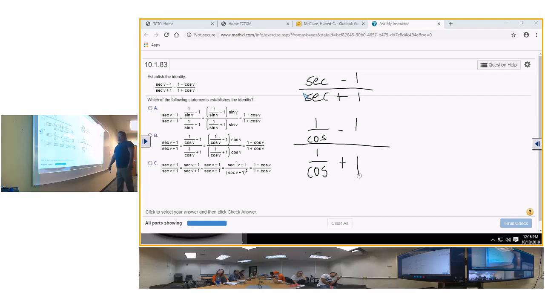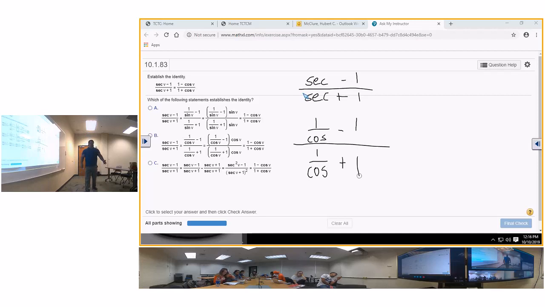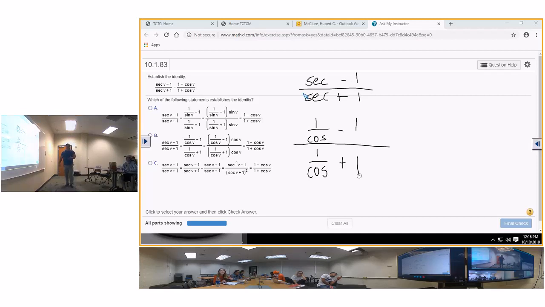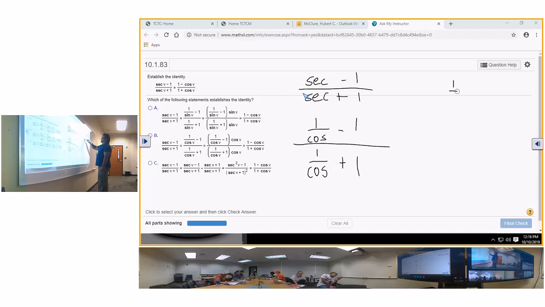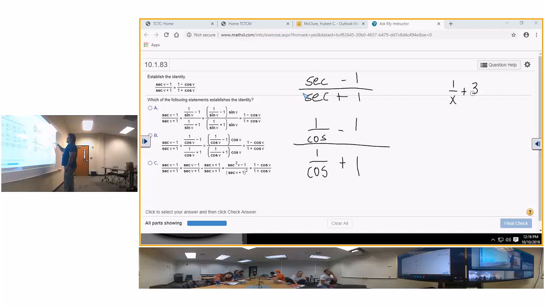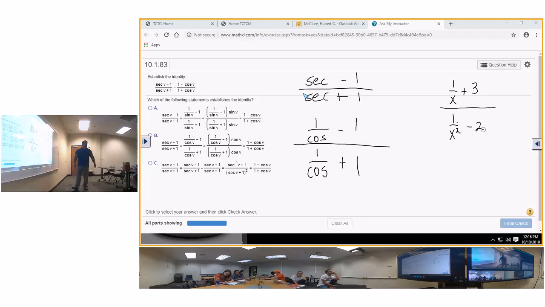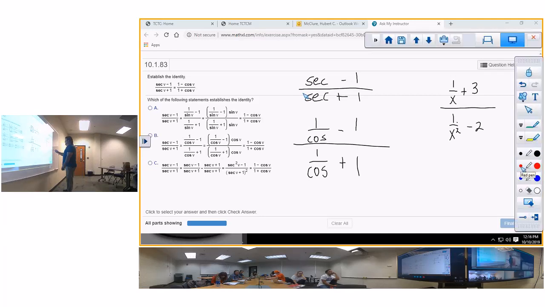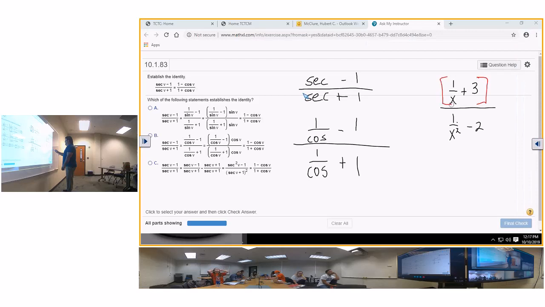Now what? This is called a complex rational expression. This is just like 1 over x plus 3 over 1 over x squared minus 2. Y'all remember doing those in algebra? Same thing. So I'm going to multiply through by the common denominator. Here, I'm going to multiply by x squared over 1, x squared over 1.